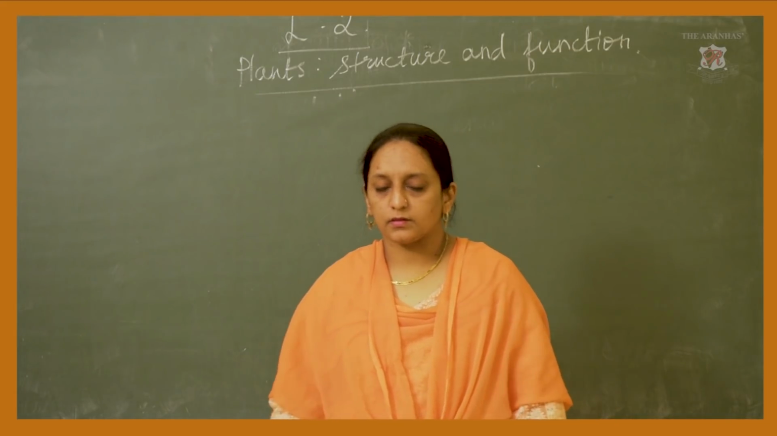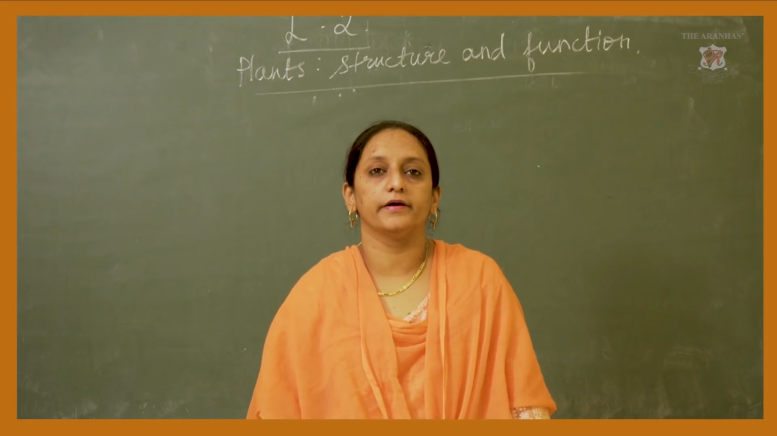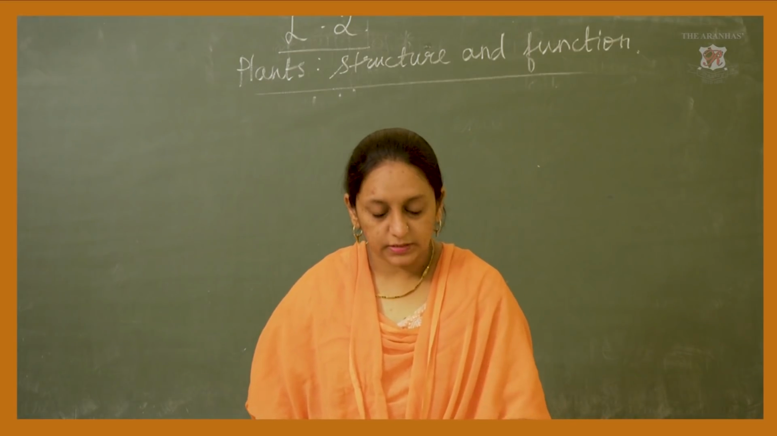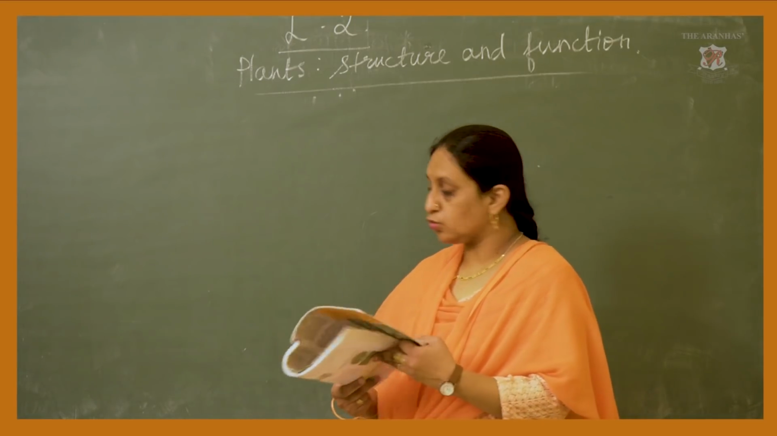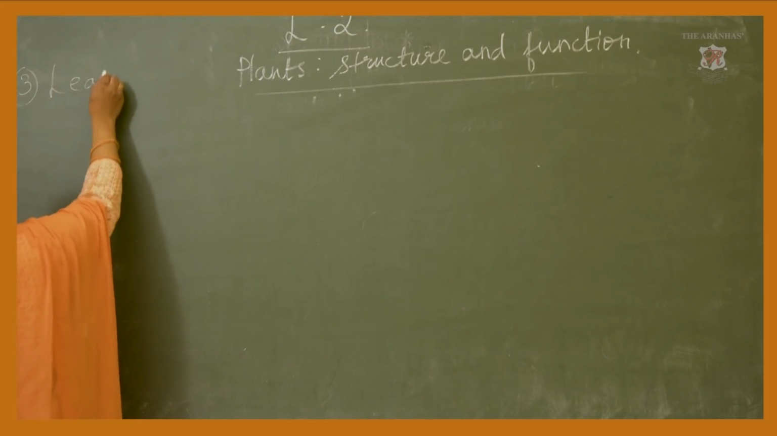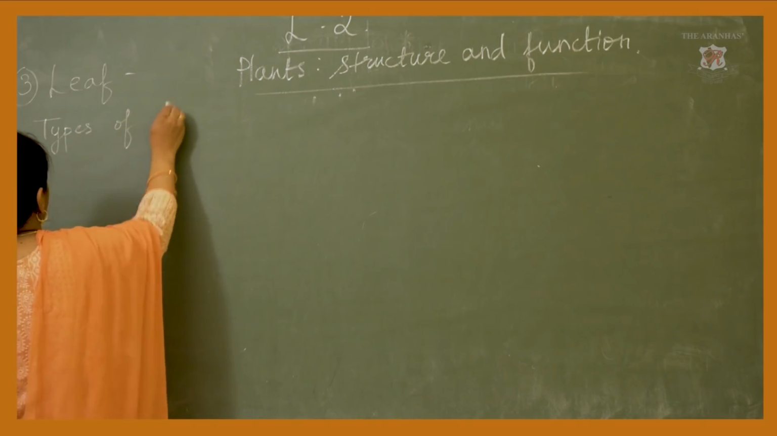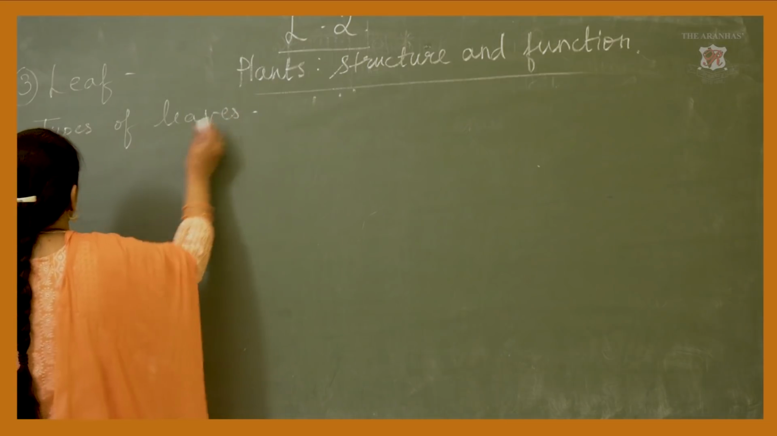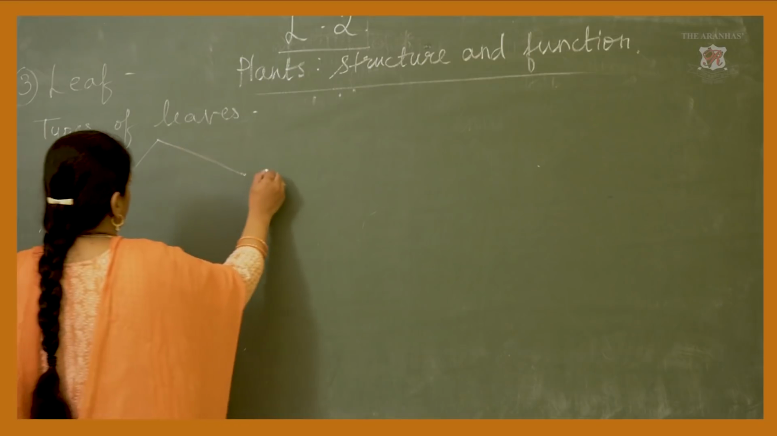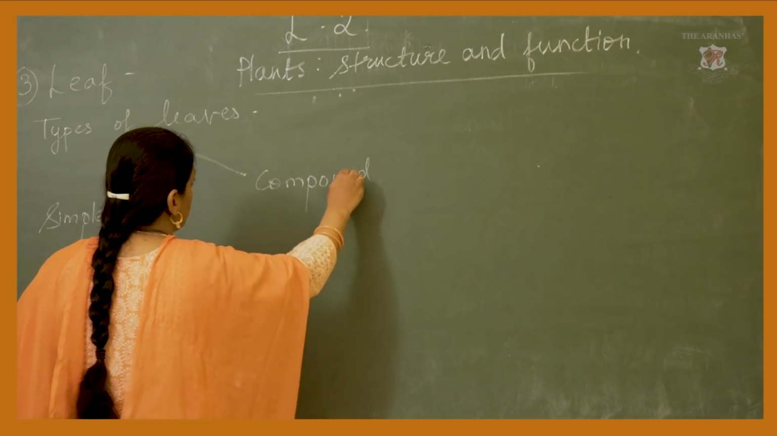Then the third part, the leaf, was still going on; we had not finished. I had drawn a diagram and explained each and every part of the leaf. Now we had to start types of leaves. There are 2 types of leaves, students. We are on the third part of the plant, that is the leaf. Now we are going to do types of leaves: simple leaves and compound leaves. These are the 2 types of leaves in a plant.